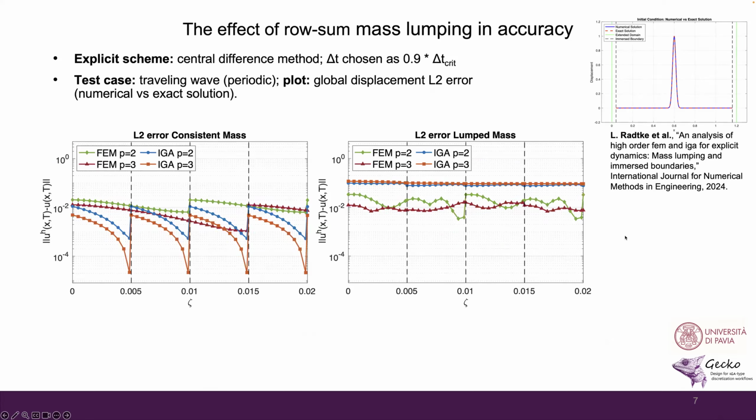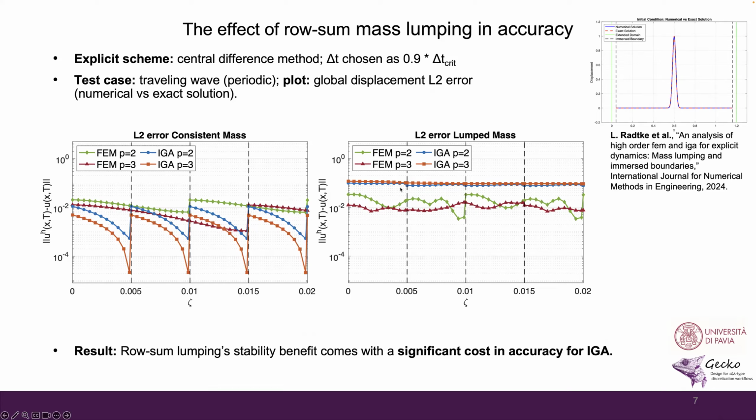The problem we set up to investigate accuracy is a traveling wave, and we can measure the global displacement L2 error between the numerical and exact solution. It is interesting to highlight the large difference between the consistent and lumped IGA errors, as we can see with the blue and orange lines. As a result, we can conclude that isogeometric analysis with row-sum mass lumping can provide larger, stable time steps. But that important benefit comes with a significant cost in accuracy.